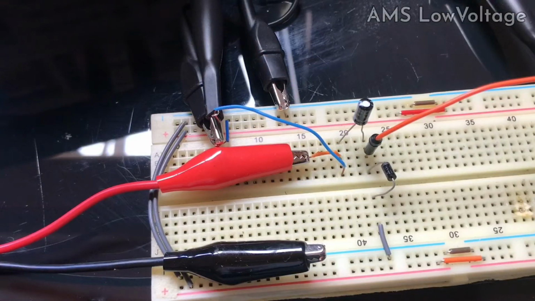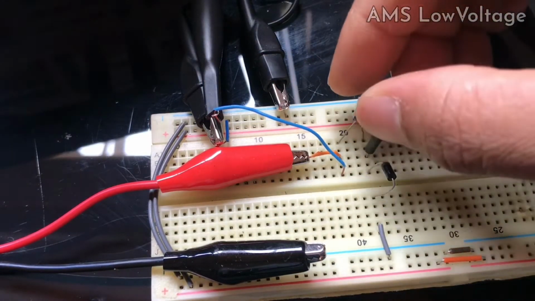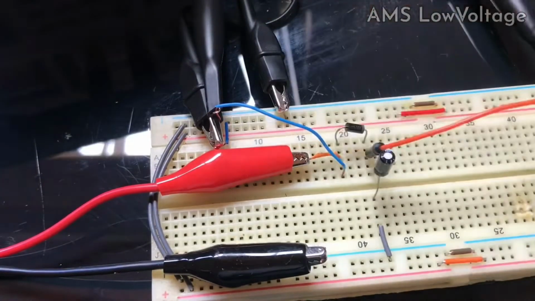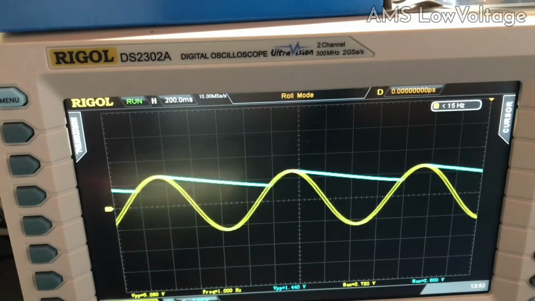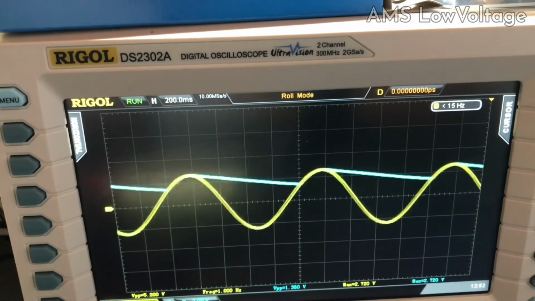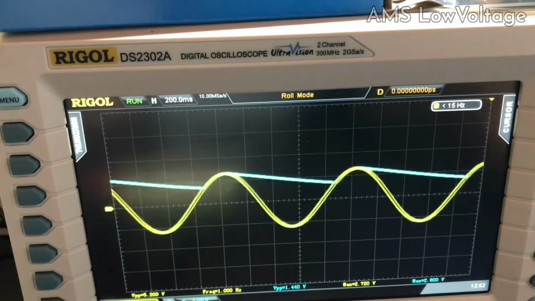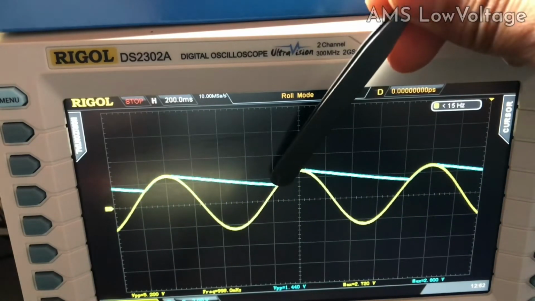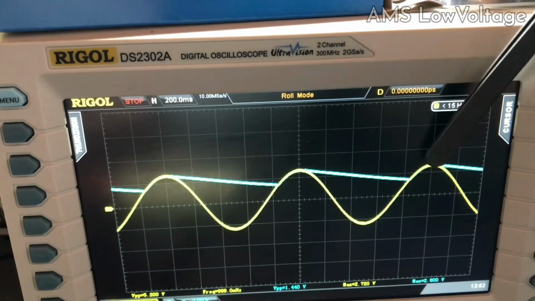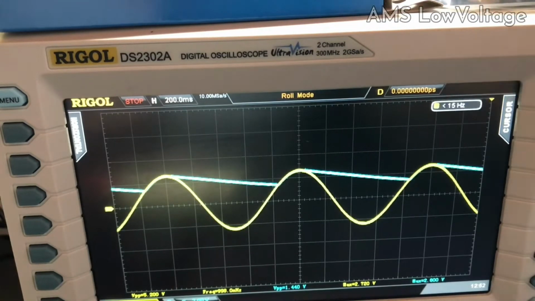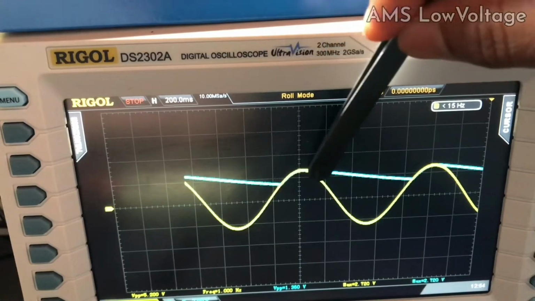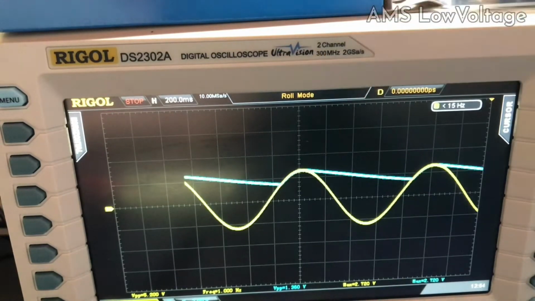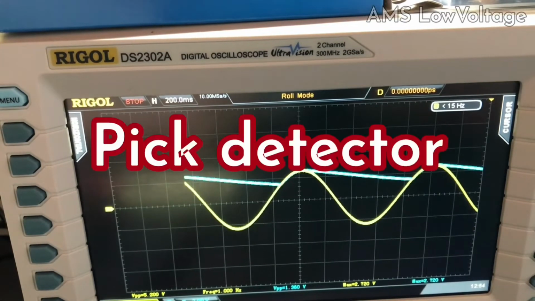Now I'm going to change the capacitor and the diode. The output signal is just like this. You can see the output signal is staying only on the positive peak of the input signal. The output signal is just on the peak. It's taking only the peak. That's why this circuit is called a peak detector.